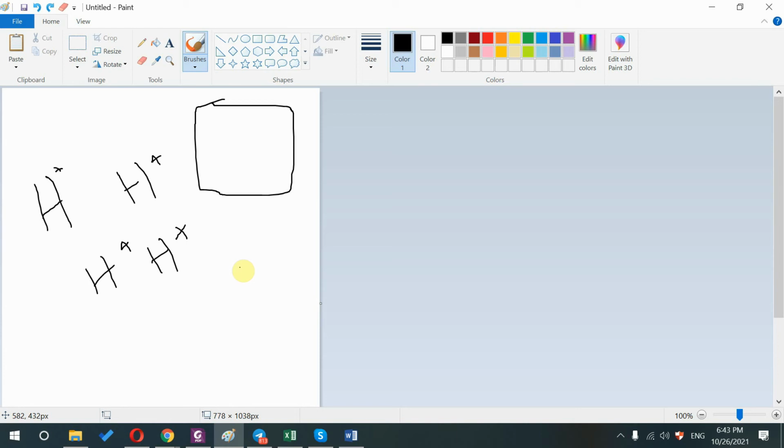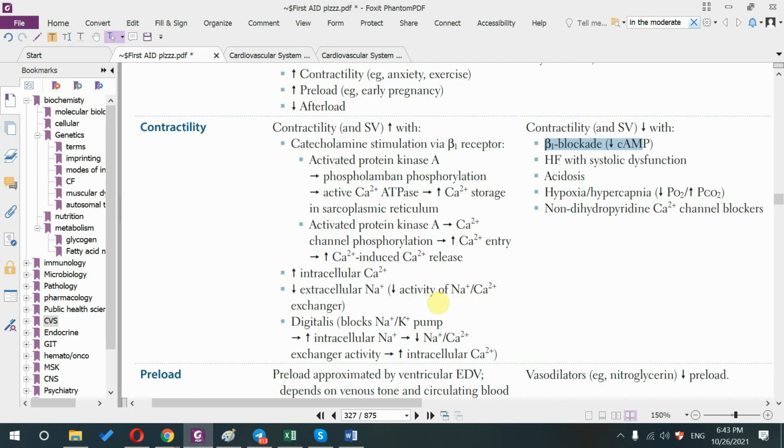Absolutely. So you mean that the kinases and the protein kinase A will not be functional anymore, and that will lead to decrease in the contractility? Exactly. So increase in acidosis inside of your body will denature your proteins. That will lead to decreased contractility. I hope it makes sense.